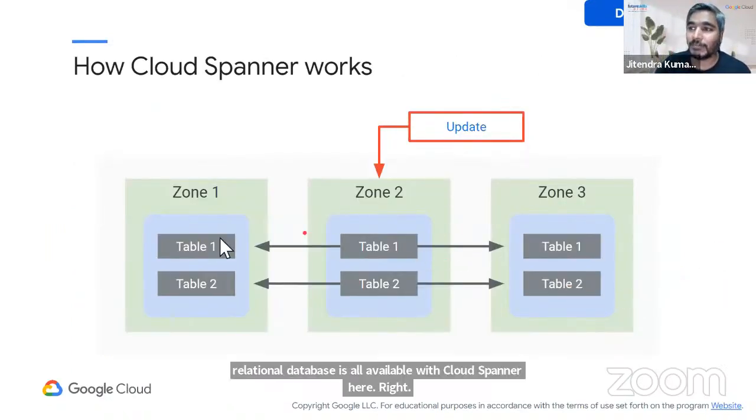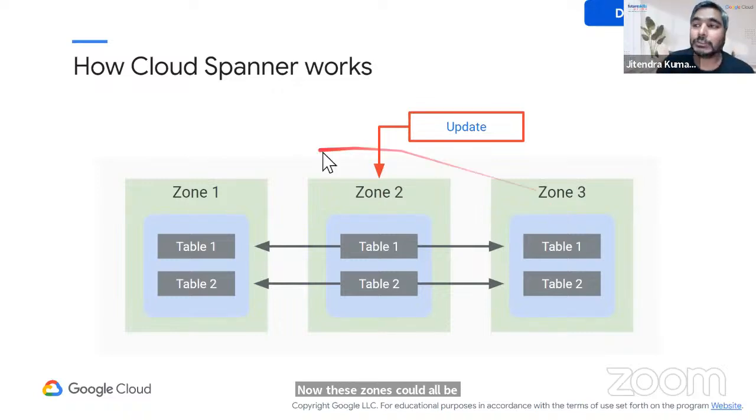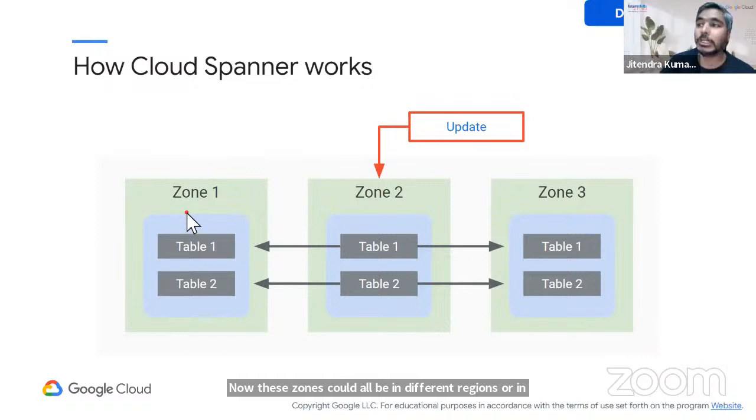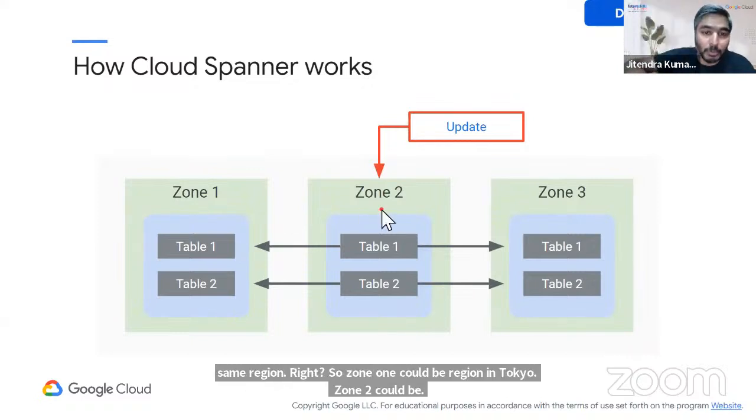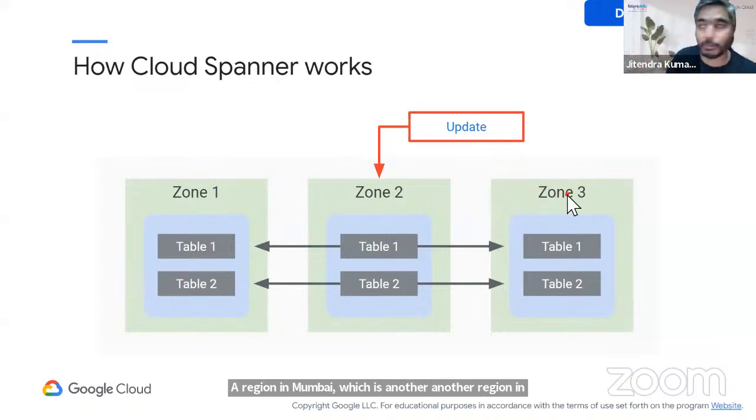Basically, in this diagram, what you see is zone 1, zone 2, zone 3. Now, these zones could all be in different regions or in the same region. So zone 1 could be a region in Tokyo, zone 2 could be a region in Mumbai, which is another region in Google Cloud, zone 3 could be another region, say in Europe or in US.